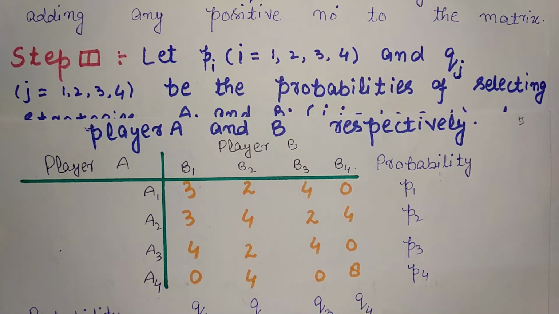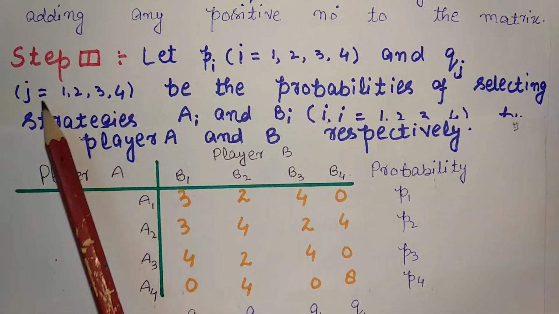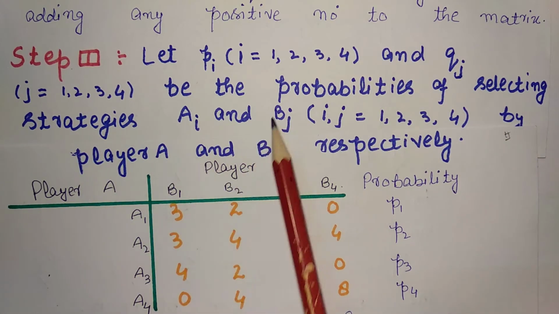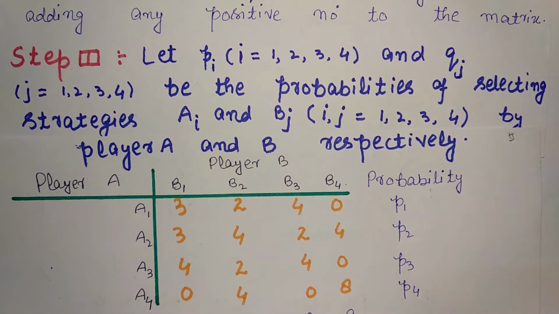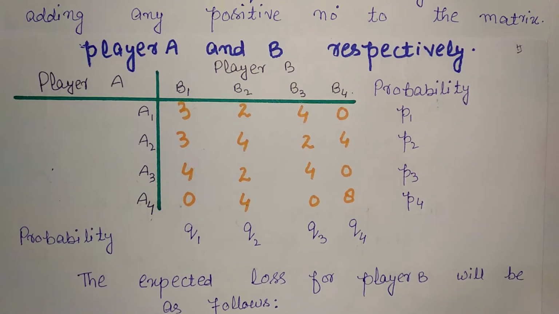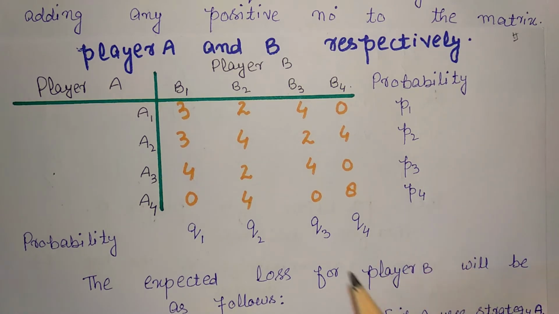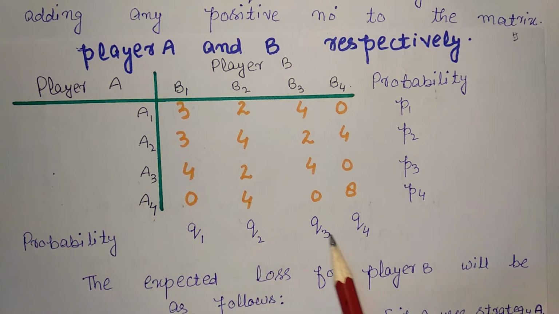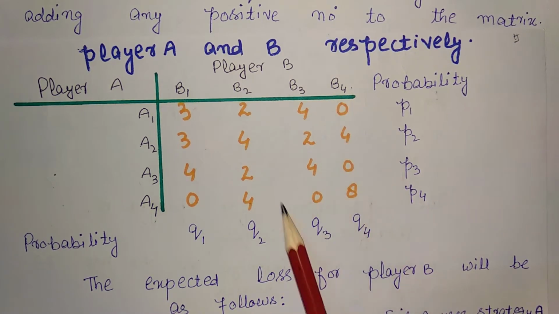So in step number 3, let pi, that is p1, p2, p3, p4, and qj, that is q1, q2, q3, q4, be the probabilities of selecting strategies Ai and Bj, where i and j are 1, 2, 3, 4, by player A and player B respectively. Here I have written probabilities P1, P2, P3, P4 for selecting the strategies A1, A2, A3, A4 for player A, and probabilities Q1, Q2, Q3, Q4 for selecting the strategies B1, B2, B3, B4 for player B.